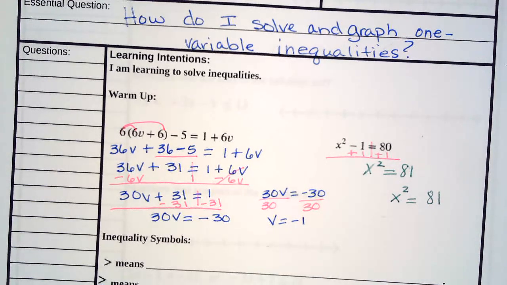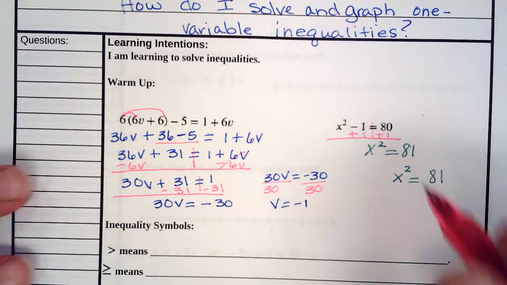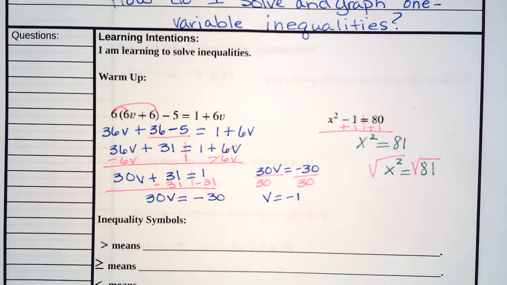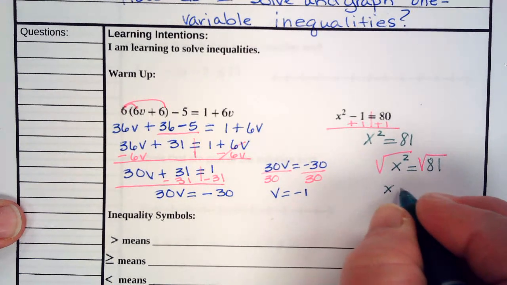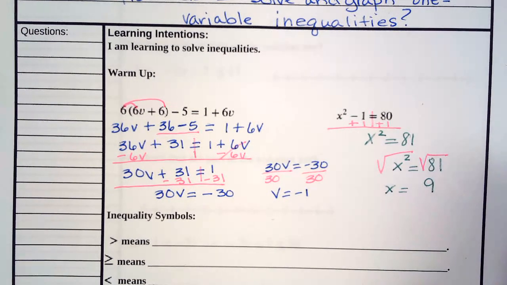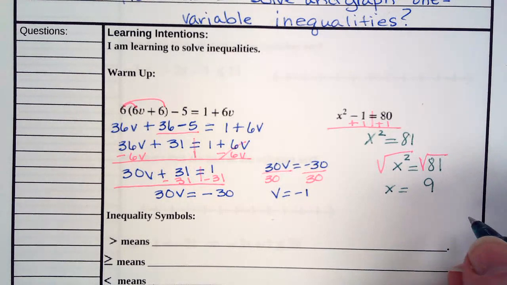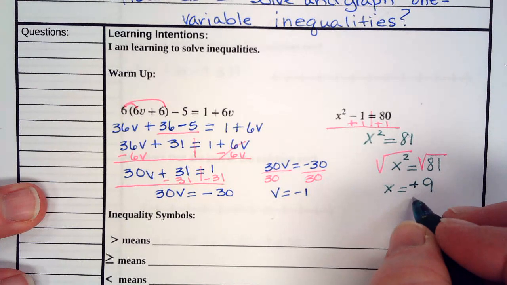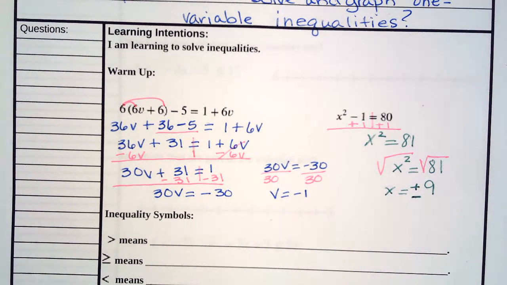What is the opposite of squaring? Square rooting. What is the square root of 81? What number times itself is equal to 81? And that would be 9. 9 is the primary square root, but we also have a secondary square root. So this is a positive or a negative 9, because negative 9 times negative 9 also equals 81.